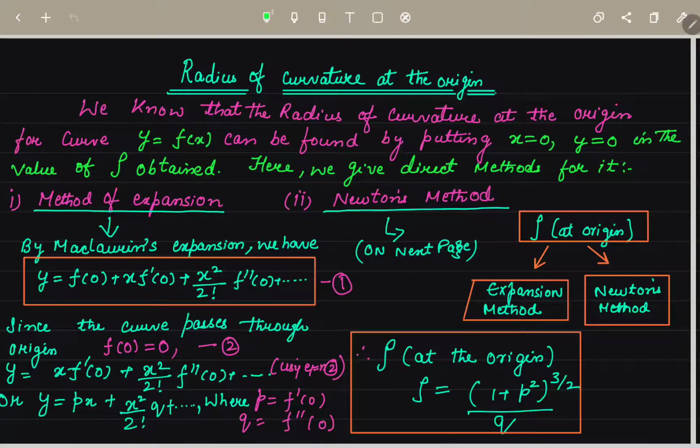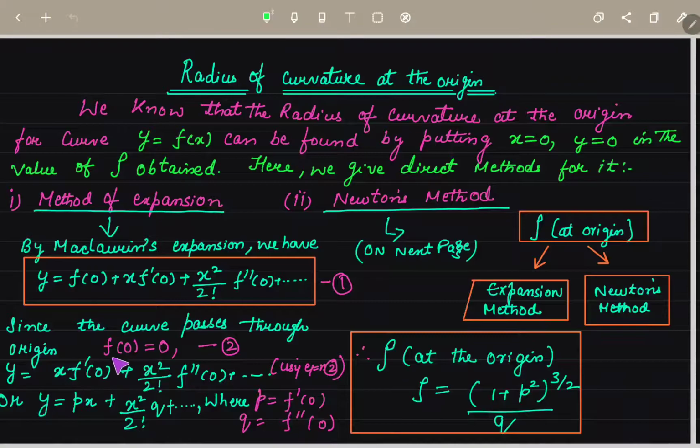Since the curve passes through the origin, the value of f of 0 becomes 0. Now we substitute f of 0 equal to 0 in equation number 1. After putting this value in equation 1, we get y is equal to, omitting this term because it is 0, the rest of the terms: x into f dash 0 plus x square by 2 factorial f double dash at 0 plus and so on.